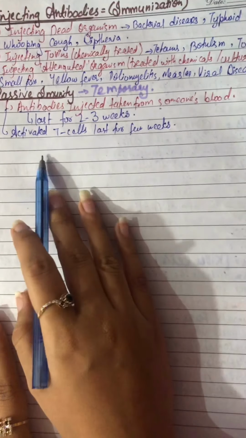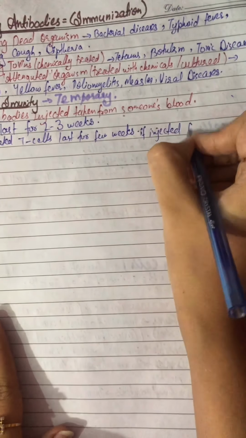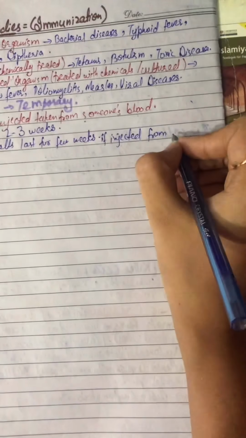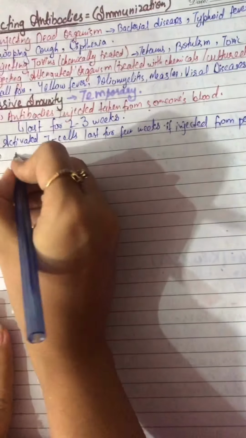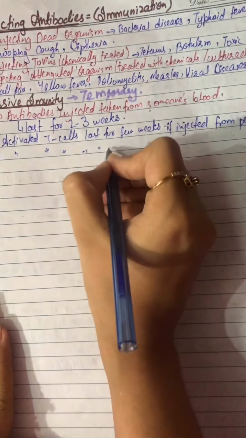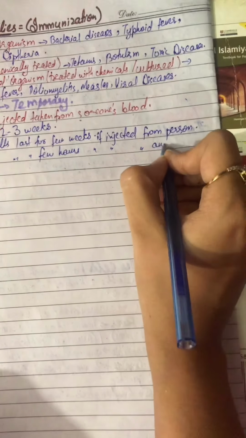The activated T cells, if injected from a person, last for a few weeks, while activated T cells last for a few hours if injected from an animal.